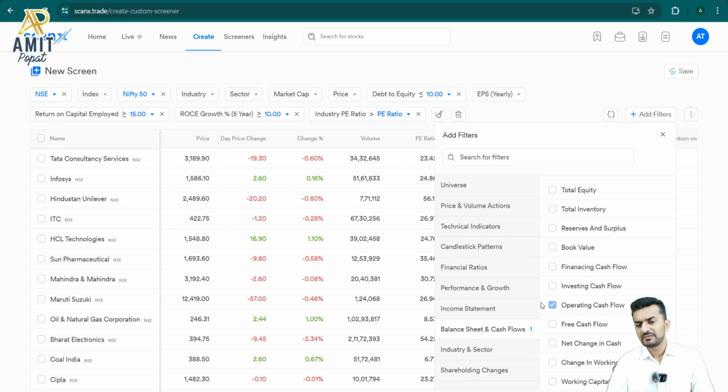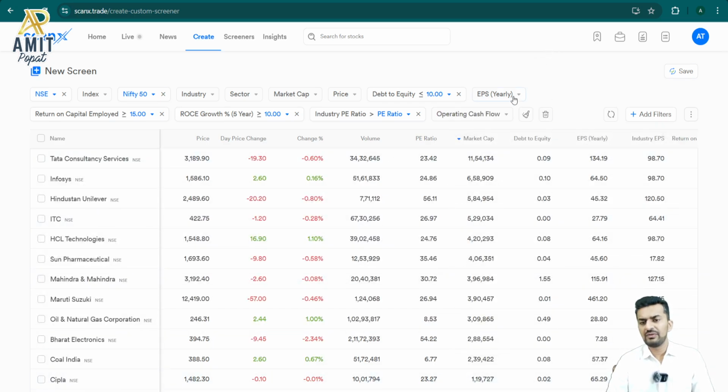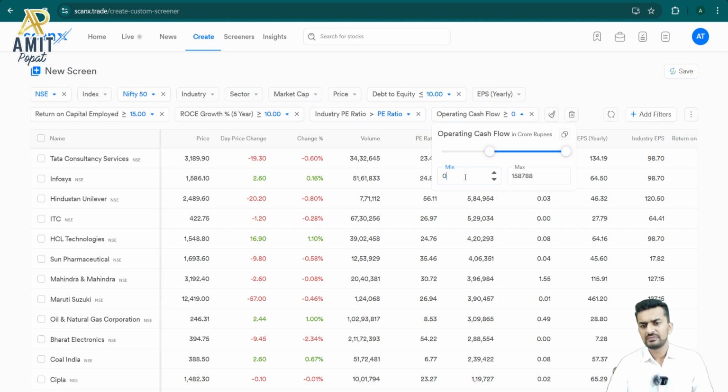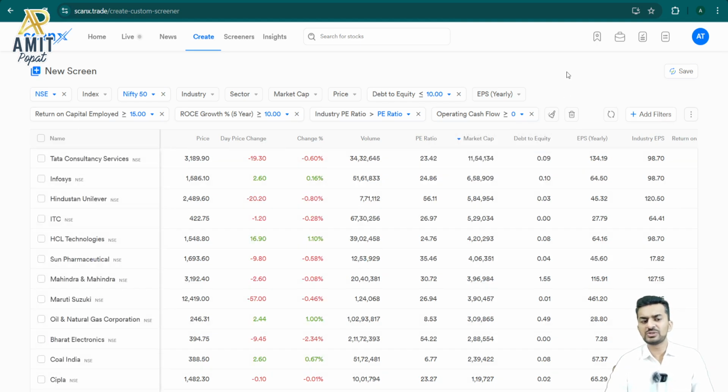So what you can do is, for example, I select operating cash flow, and what I want to say is that operating cash flow should be at least positive. I don't want companies with a negative cash operating inflow. So I'll select over here 0, and I'll get a list of only those companies which are having a positive cash inflow. And of course, all the companies that are in the list are having the positive cash operating inflow.